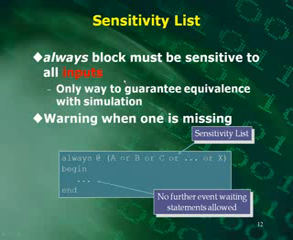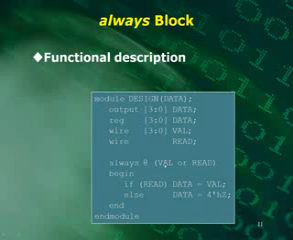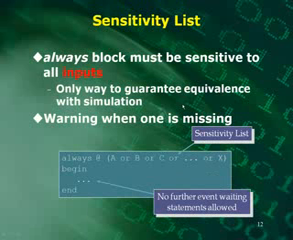So the always block must be sensitive to all the inputs. Okay, and that's the only way that you can guarantee equivalence with a simulation. So let's go back. In this case, our sensitivity list here is val or read. Those are the two things that we use inside of here. And you will get a warning if one of them's missing. I don't think I've ever seen it not give you a warning. At least you get a warning.